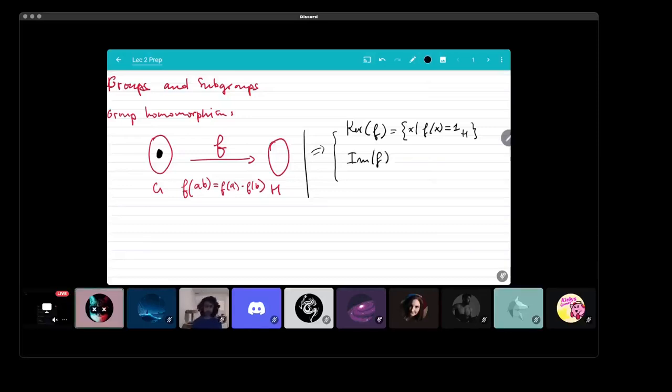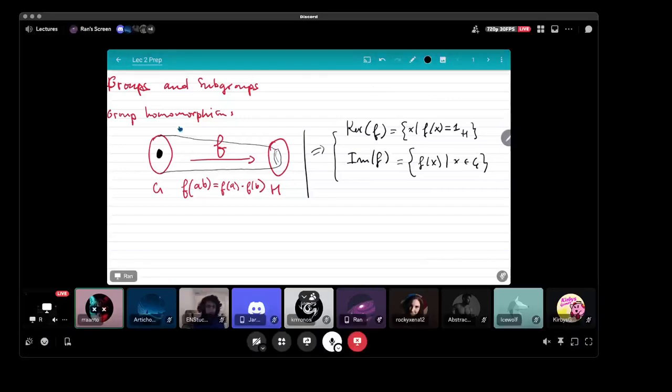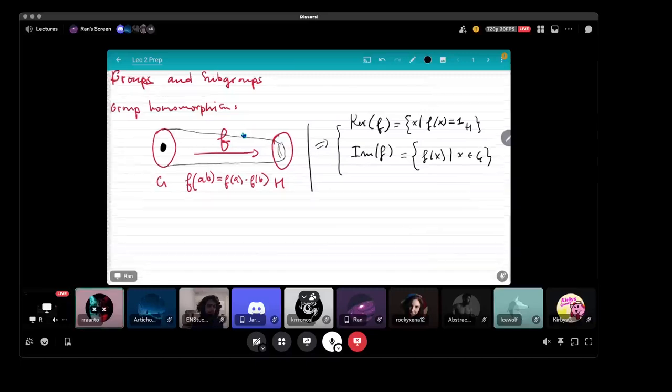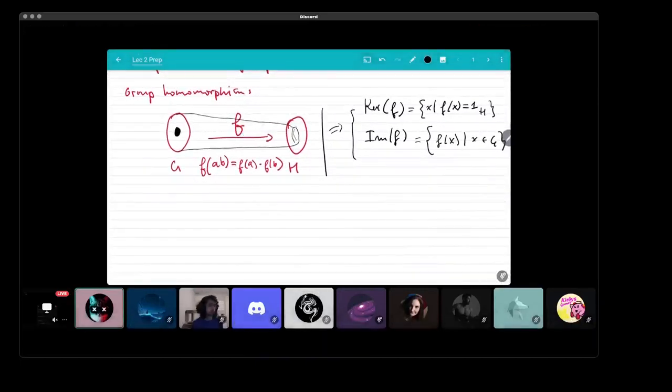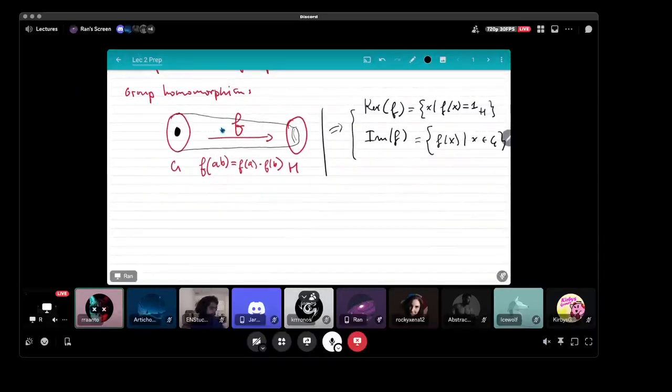of f, which is just the set of all elements mapped from G. That's why it's called image. It's kind of a transportation of G to the new group, so that G kind of lives in the new group. And we've seen that those are both subgroups.